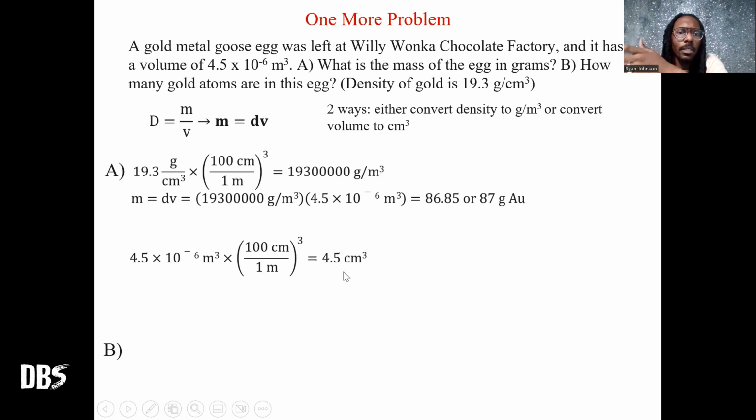to centimeters cubed because my density is in centimeters cubed. So in order to convert my volume to centimeters cubed, I'm going to have to cube this entire conversion factor. 100 centimeters for every 1 meter. My meters cubed cancels out. My centimeters cubed is what I want. We multiply across, I get 4.5 centimeters cubed.